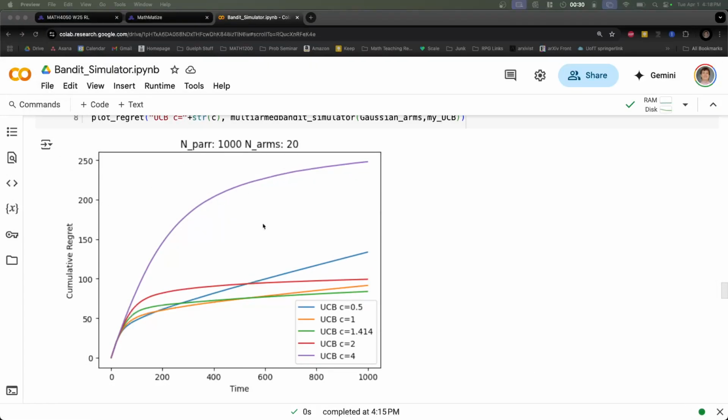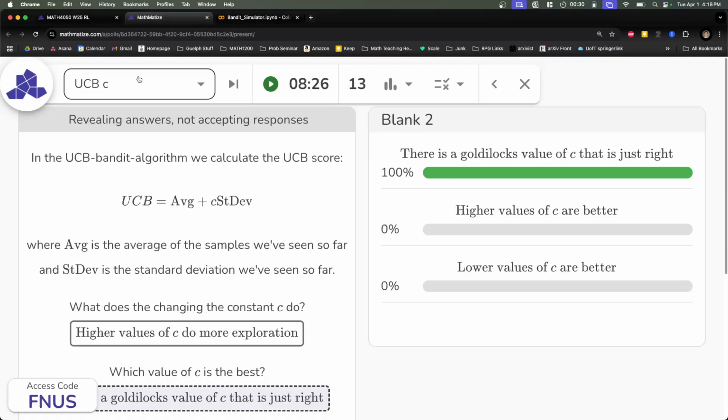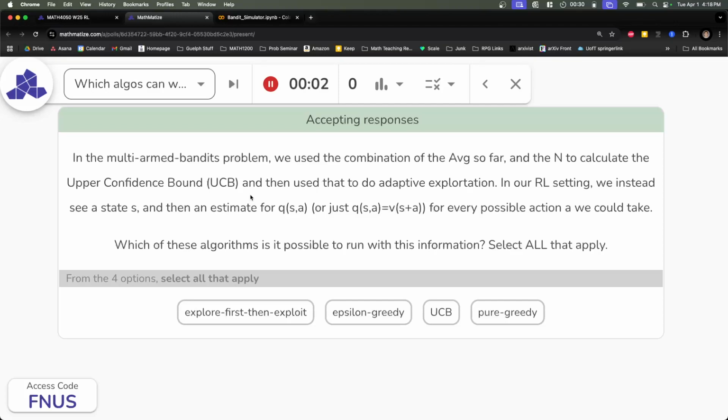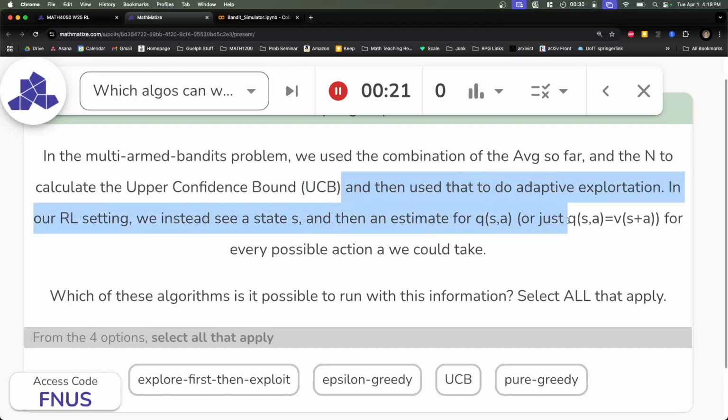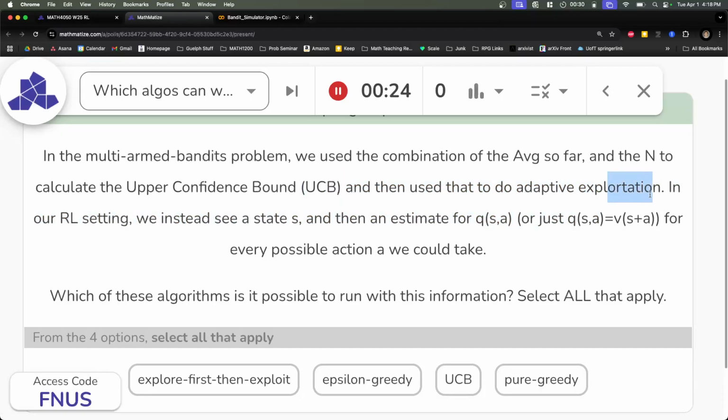But before we do that, just a little more practically, I want to think about how we could use this UCB stuff that we've been learning in our programs for assignment 5 and the final project. So here is the question for you. In the multi-armed bandits problem, remember that was our setup where we figured this stuff out, we were using the combination of the average so far and the n to calculate the UCB. You just choose what to do, and then you go based on that, and we found this UCB was really good. So that's adaptive exploration.